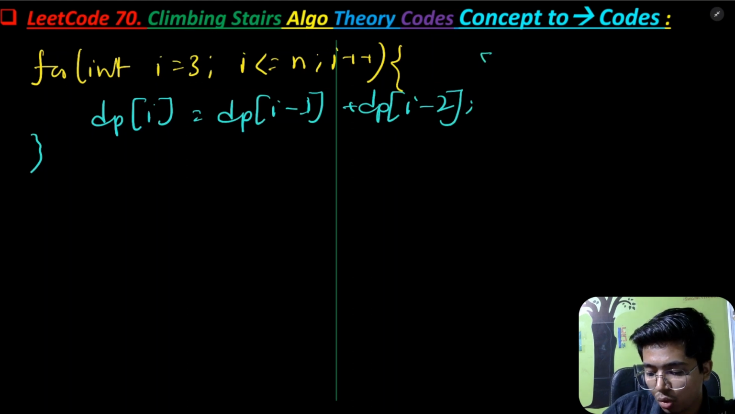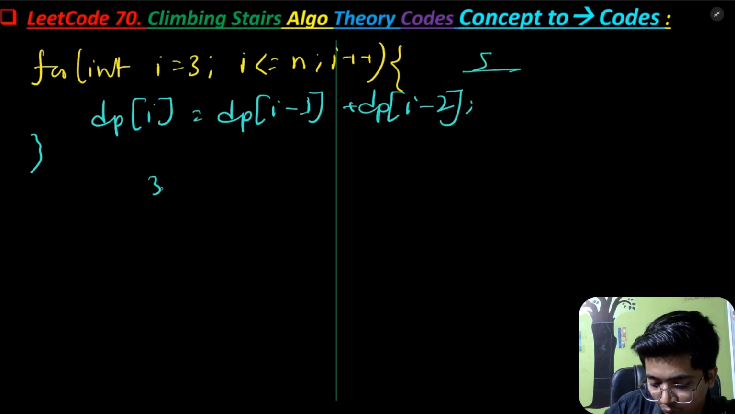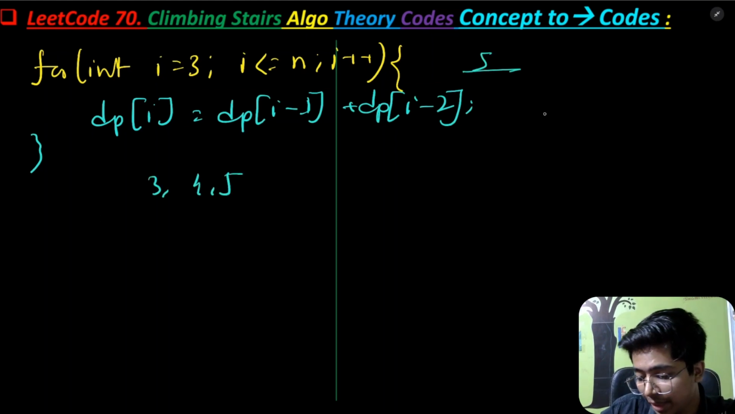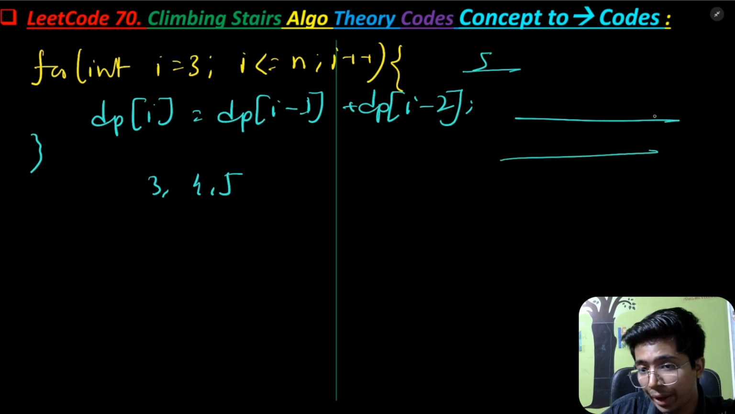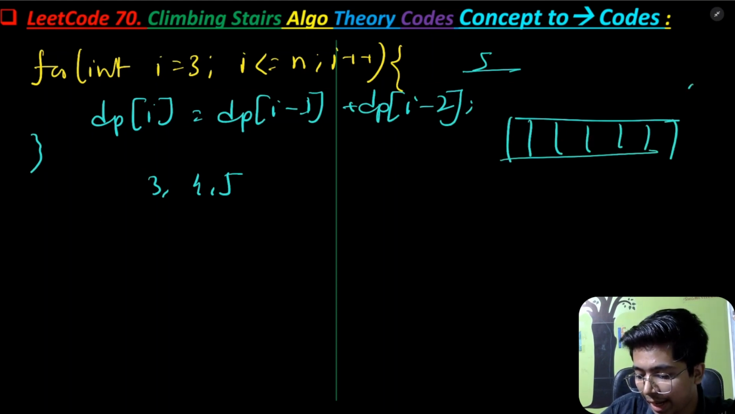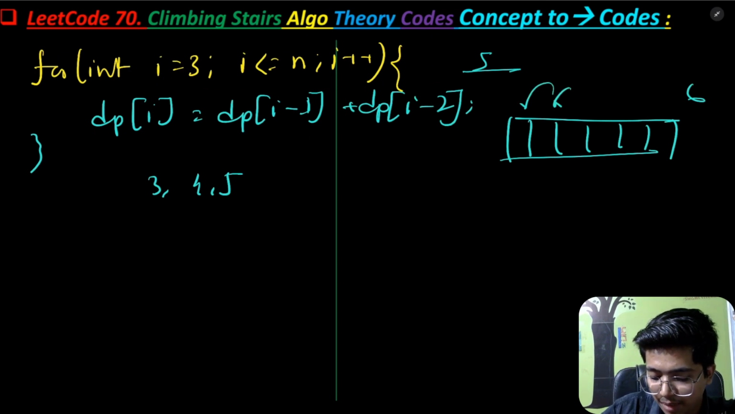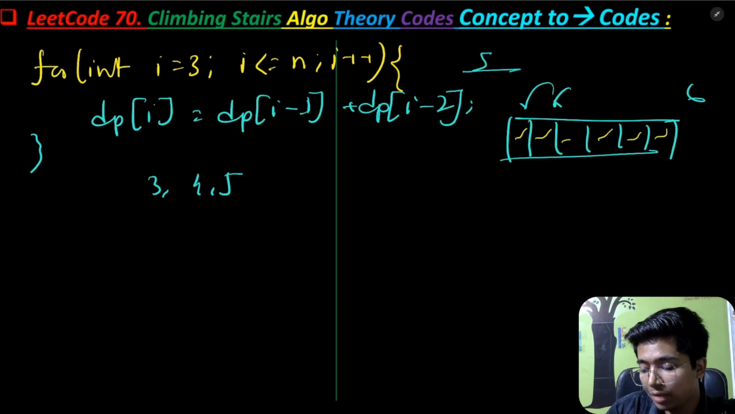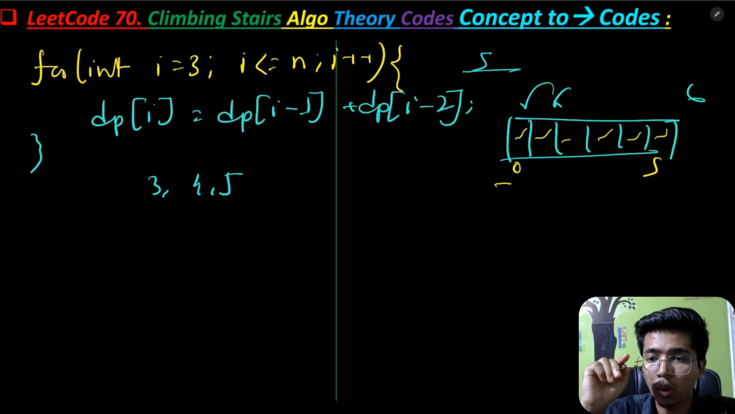If we have 5 stairs, it ran for 3, 4, 5, and we have created memory for 0 to n. That means 1, 2, 3, 4, 5, 6. We have memory for 6, and the entire value got stored here. So it actually filled the entire memory. If n was 5, it filled values starting from 0 up to 5. So we are utilizing all the memory here.